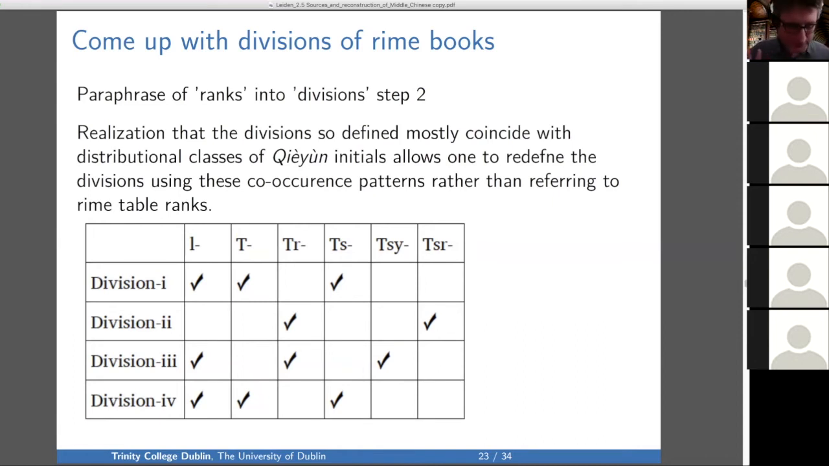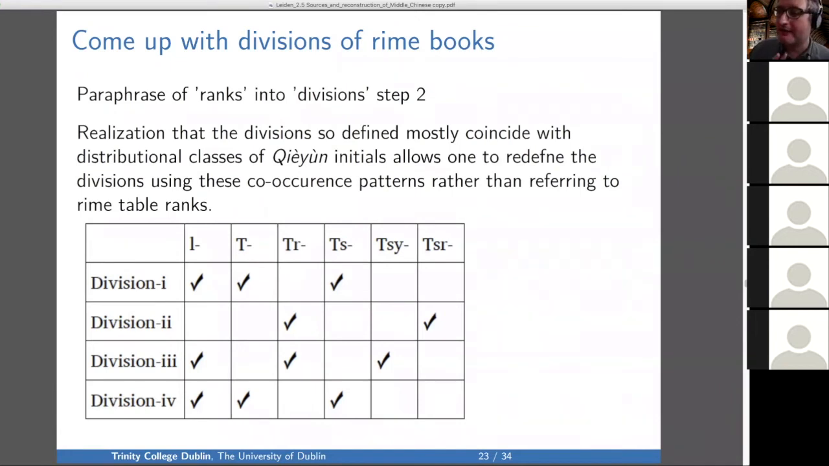But let's just say we're looking at the compatibility of the divisions as we've just defined them, the co-occurrence patterns of different initials. And then you see what you see, which is to say the Laimu occurs in division 1, 3, and 4, and the dentals only in division 1 and 4, and the retroflex in division 2 and 3, and the affricate in division 1 and 4, and the palatals only in division 3, and the palatal retroflexes only in division 2. And the point that I want to make right now is, this may not yet seem super elegant or meaningful. It's just a fact about the world, yeah?